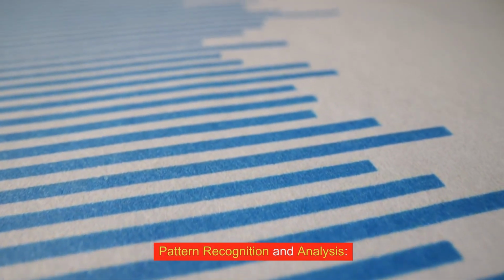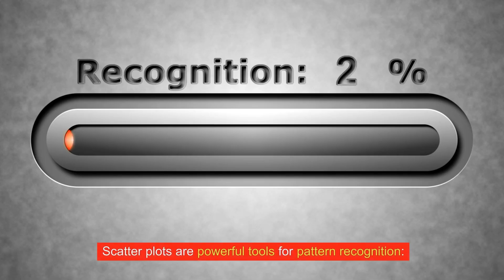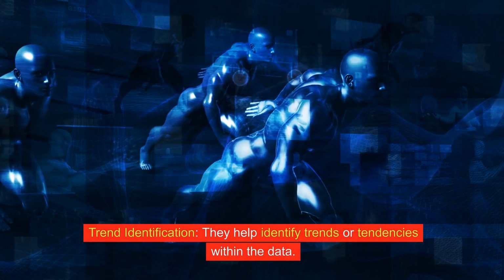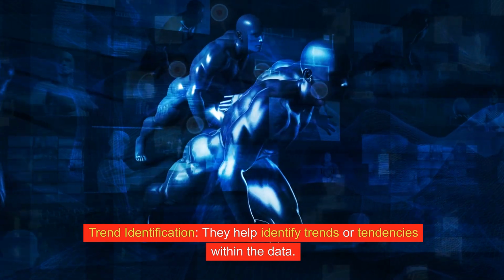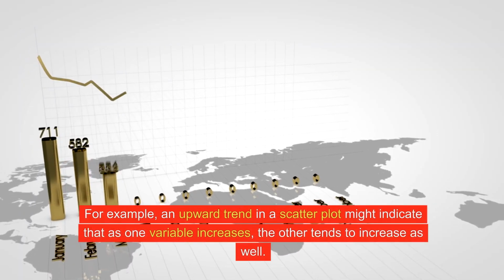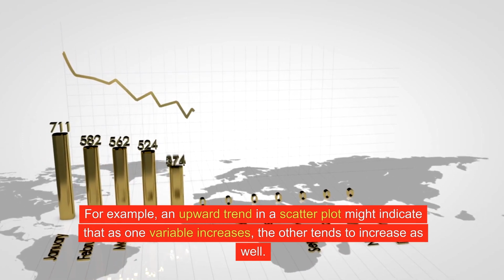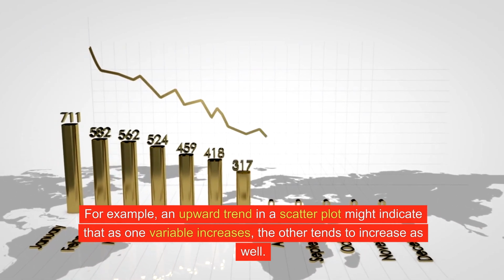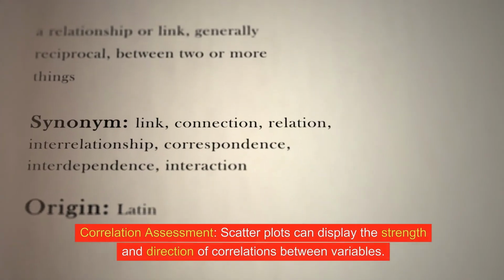Pattern recognition and analysis. Scatter plots are powerful tools for pattern recognition. Trend identification. They help identify trends or tendencies within the data. For example, an upward trend in a scatter plot might indicate that as one variable increases, the other tends to increase as well.